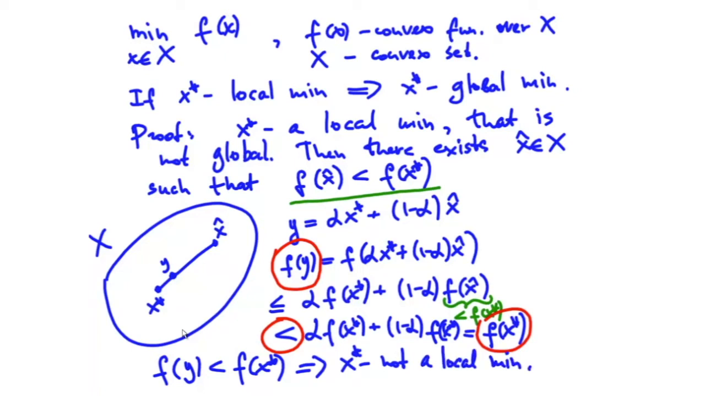But this contradicts the assumption that we have here. We started by assuming that x star is a local minimizer, right? So we obtained the contradiction. So therefore, we cannot have a local minimizer that is not global at the same time. Therefore, every local minimizer for a convex problem must also be a global minimizer for this problem. All right? So we see that convex problems are very special. To find the global minimizer, it is sufficient to find the local minimizer.